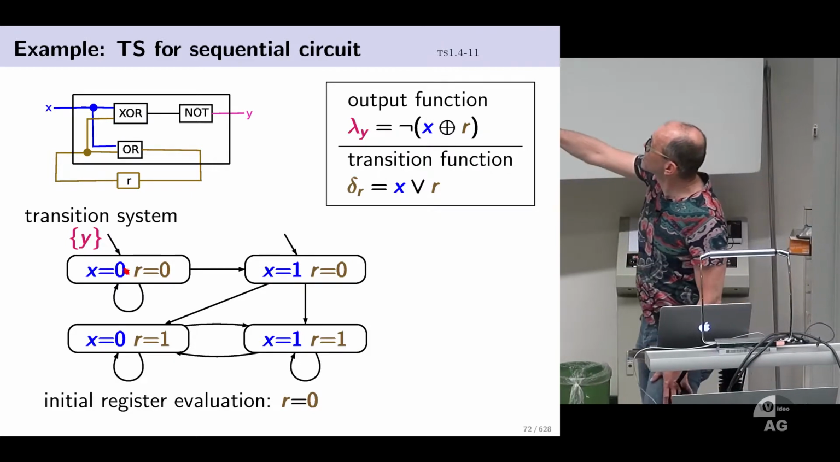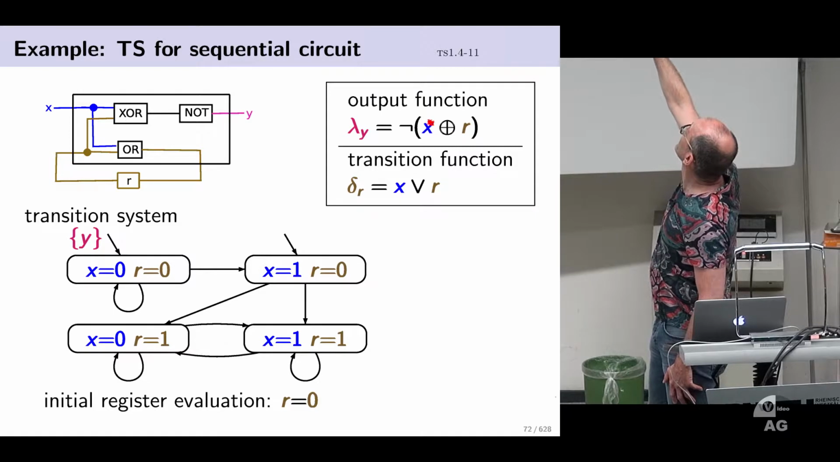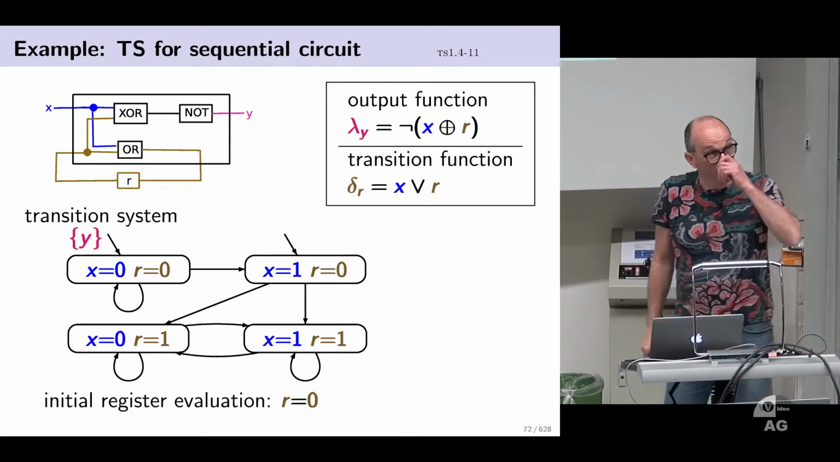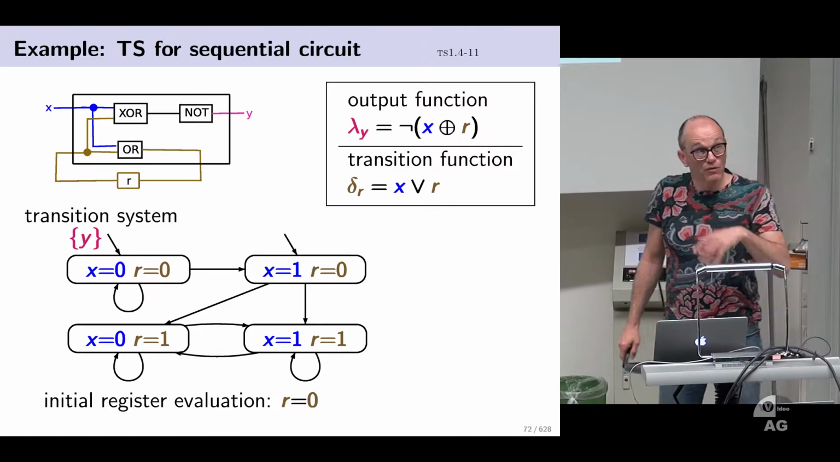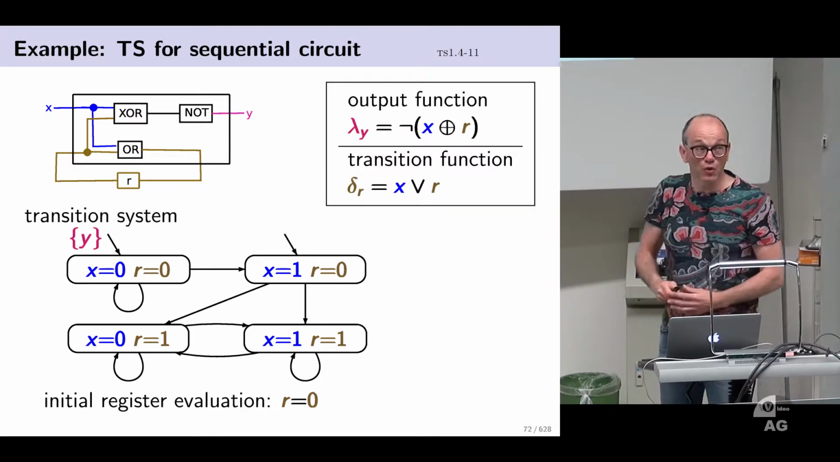And in this state, for instance, 0 and 0, then we have to say it's not the case of this exclusive OR, and that's true here, so that's why y is true in that state. Formally, what we say is that the labeling of this state is a singleton set only containing y.